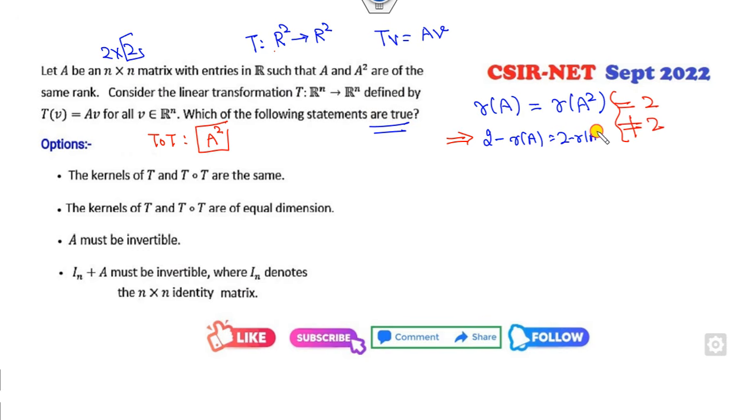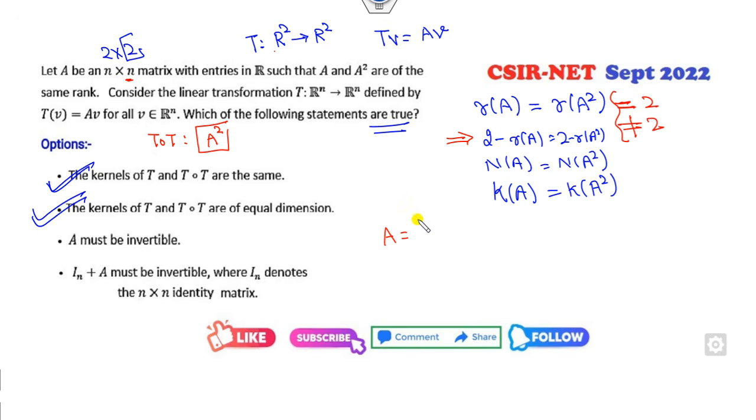What does it mean? That means the nullity of A and the nullity of A square are the same. That means the kernel of A and the kernel of A square both have the same dimension. Is A invertible? That is not true. A is invertible only if the rank is n, but it is not given that they have the same rank as n.